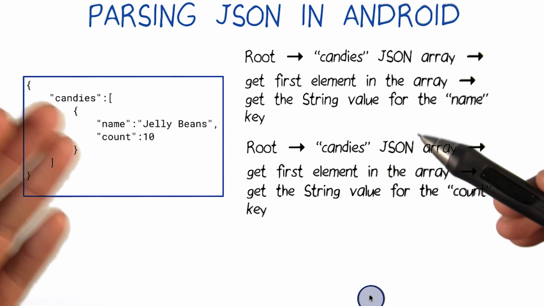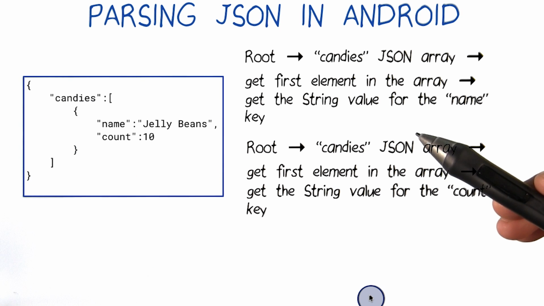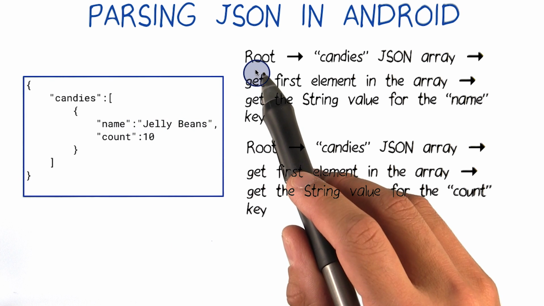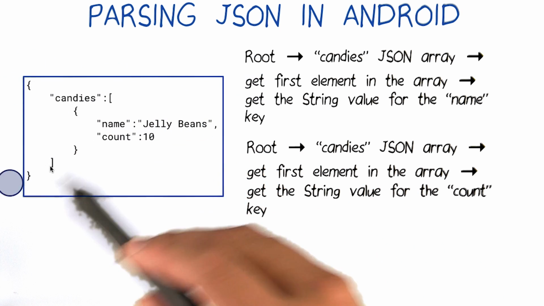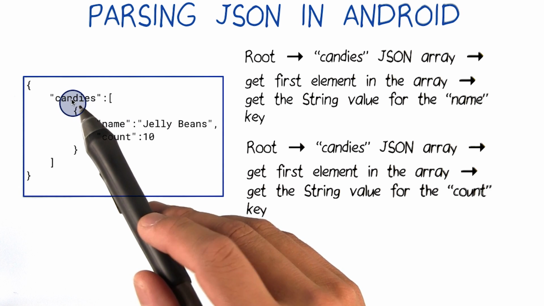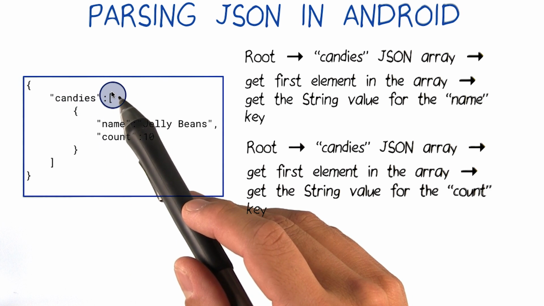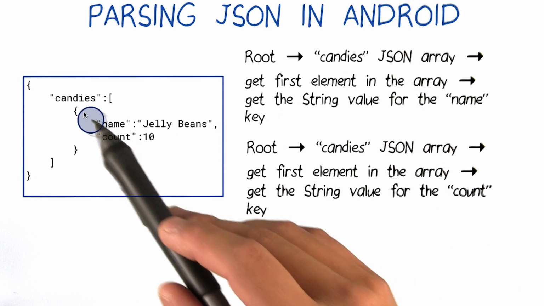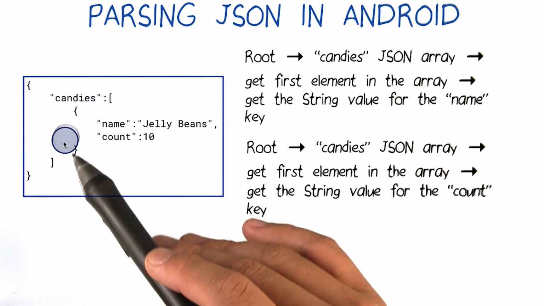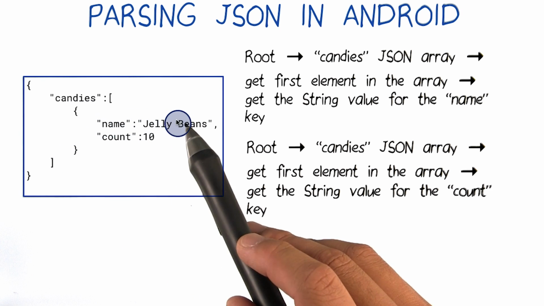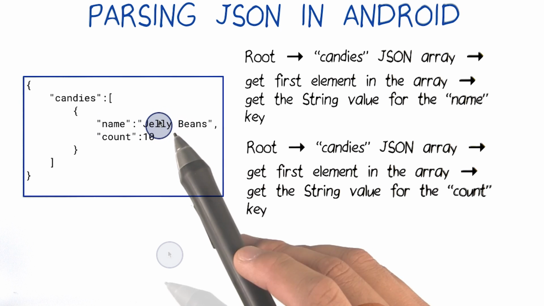Now let's review what the traversal paths would look like if we wanted to extract out the data mapped by these keys. So for the data jelly beans, we want to start at the root of the JSON payload, here at the root. Then we're going to index in using the key candies, which is going to return us a JSON array. Then we want to get the first element of the array, which is going to be this single JSON object. And then we simply get the string value for the name key, which in this case is jelly beans.